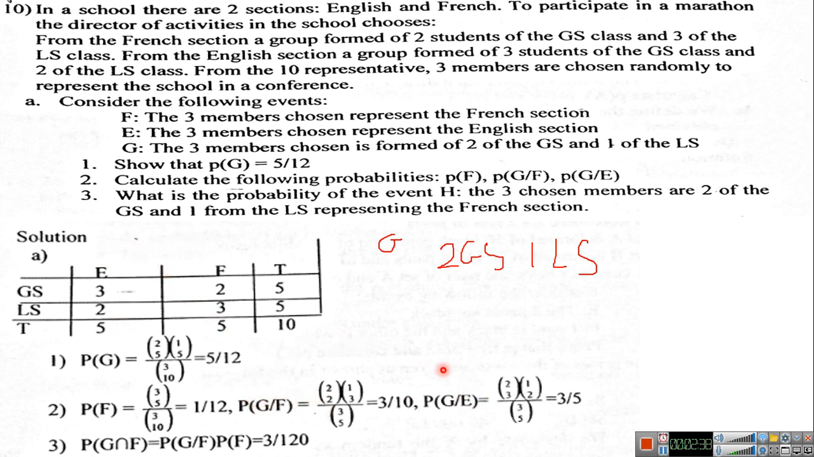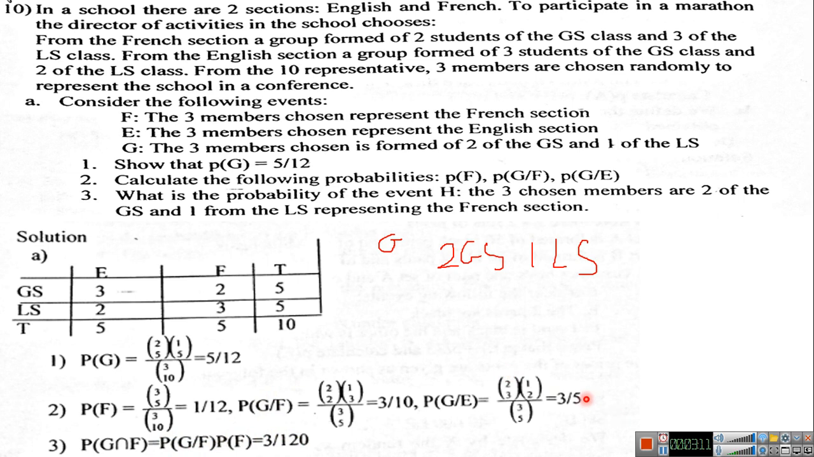Now they're going to ask, what is P of G? What is the probability of the event H? Not now, maybe later. What is the probability of the event H? The three chosen members are 2 of the GS and one from LS representing the French. They want P of G and F, representing the French section, okay? So since I have G knowing F, you do P of G knowing F times P of F, so 3 over 120.